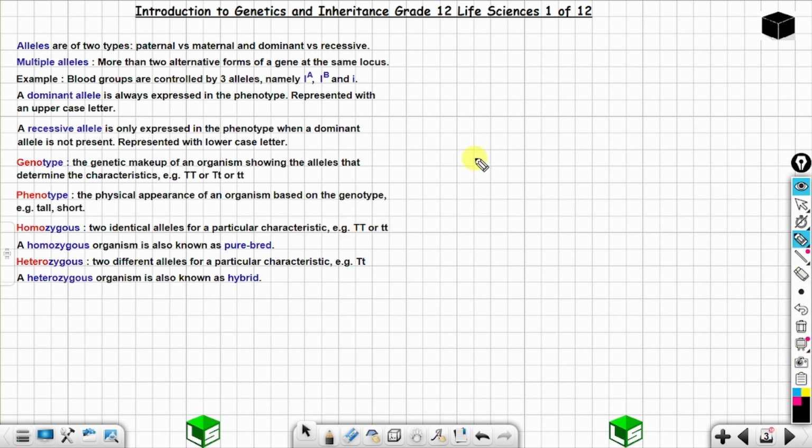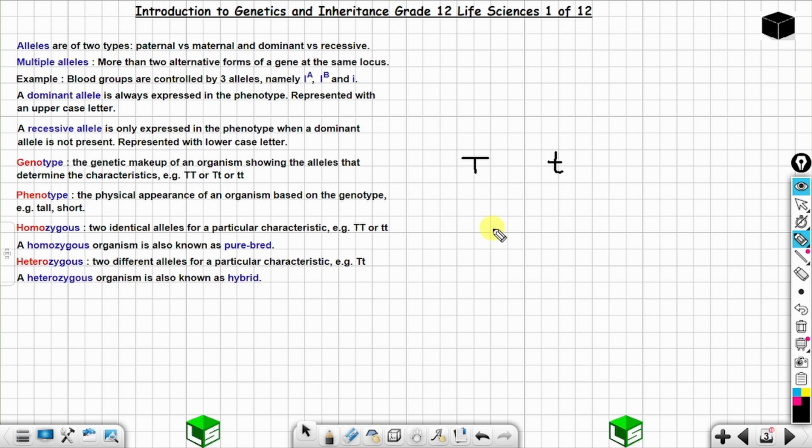If you are using T for the height, so this is an allele for the height. This will represent a dominant allele when it is a capital letter, and this will represent a recessive allele. So for a recessive allele, you have a lowercase t. This allele will represent tall, and this allele will represent short. Tall is dominant over short. So alleles, they always come in two.